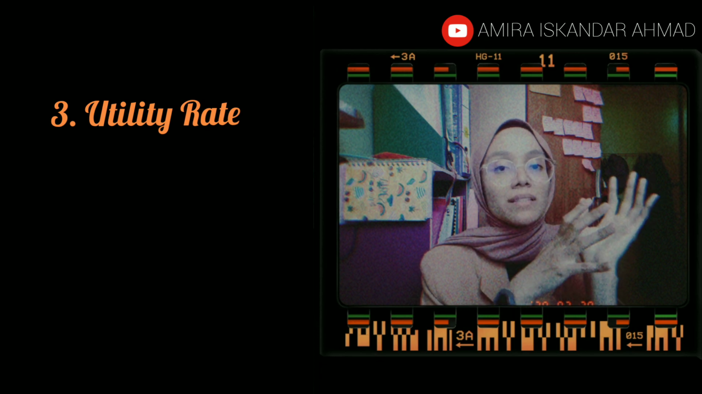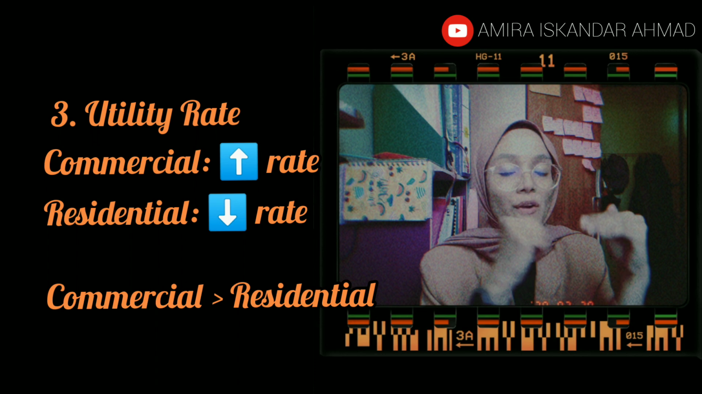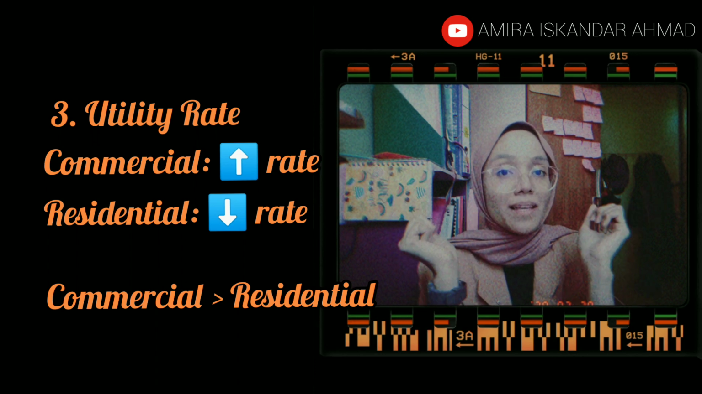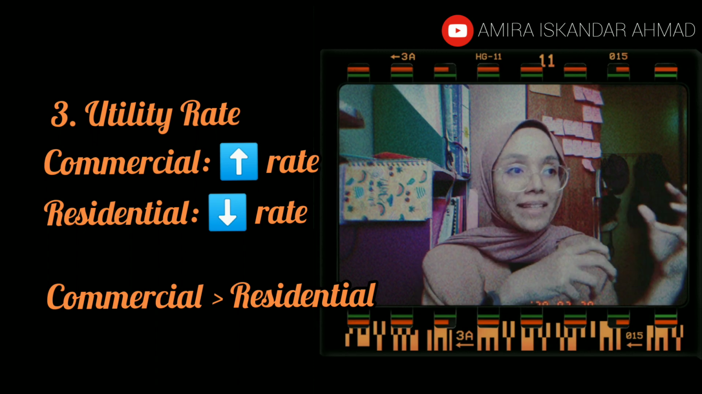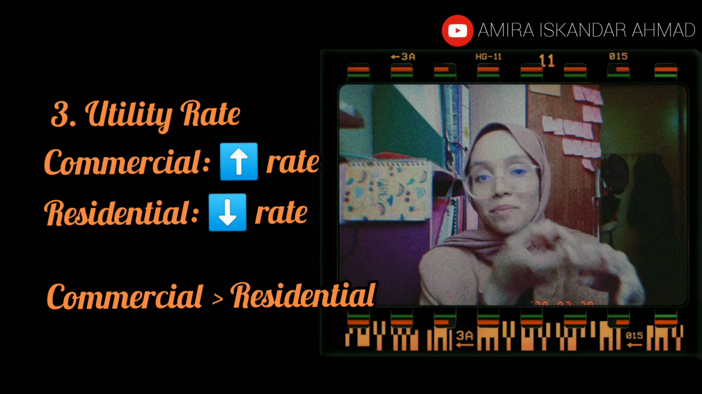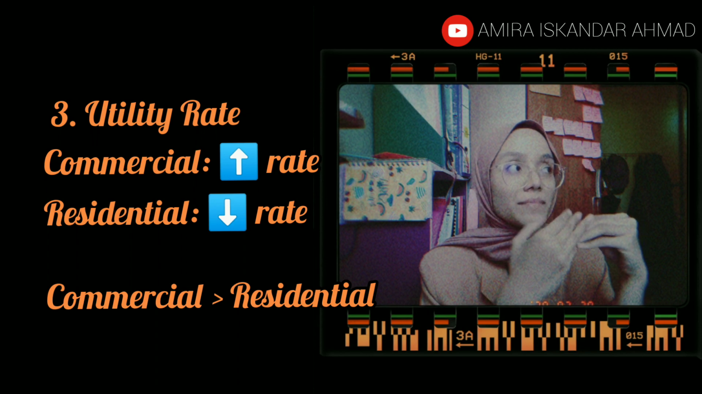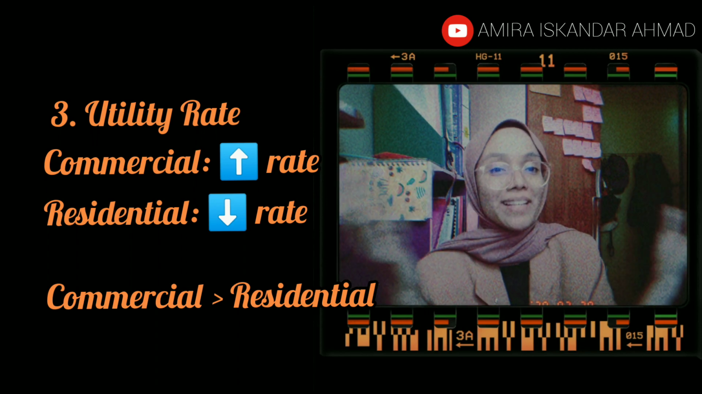Third one, utility rate. A commercial title property normally has a slightly higher rate compared to a residential property. This monthly cost is something you should look into when you buy a house: the management fee, the sinking fund, the electricity bill, the water bills. These are the things you have to look into too, right?